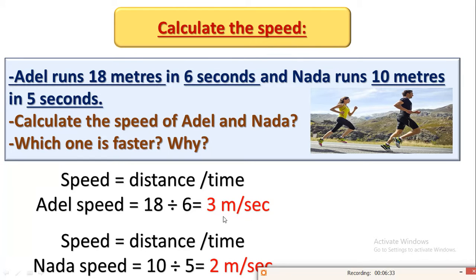Why do we write meter per second? Because in the question the units are meter and second. Okay, let's go to Nada. Nada's speed equals distance divided by time. The distance Nada runs is 10 meters and the time is 5 seconds. So 10 divided by 5 equals 2 meters per second. So who is faster, Adil or Nada? Adil is faster. Okay.